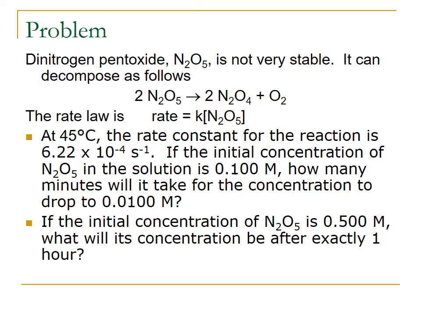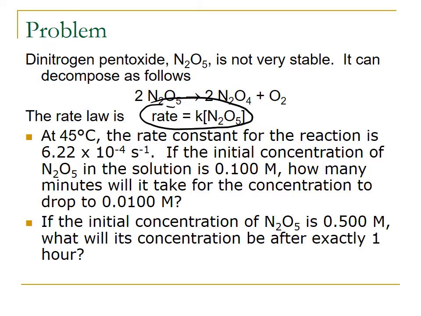Okay, so here's the problem that's going to be looking at the integrated first order law. It says dinitrogen pentoxide is not very stable. It can decompose as follows, and it has the reaction. Now remember, you cannot predict the rate law based on the coefficients. Instead, the problem tells you what the rate law is. The rate is, there's the rate law, k times the concentration of N2O5, and notice that it has no exponents, meaning that this is a first order rate law. So we can use our integrated first order equations that we just looked at.